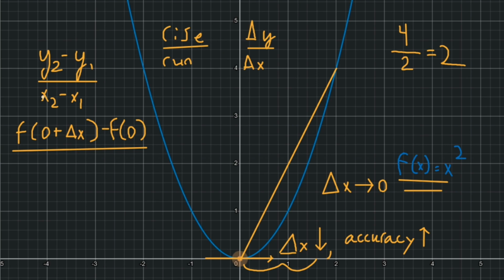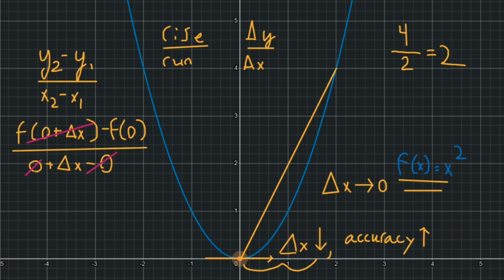And then now we take the x values. So we have x2. Well, x2 would just be 0 plus the change in x. And then for x1, well, x1 is just going to be 0. So that means that we just have 0 here. And so now that we go ahead and simplify this, we can just cancel out these zeros. And now we need to figure out what this is equal to.